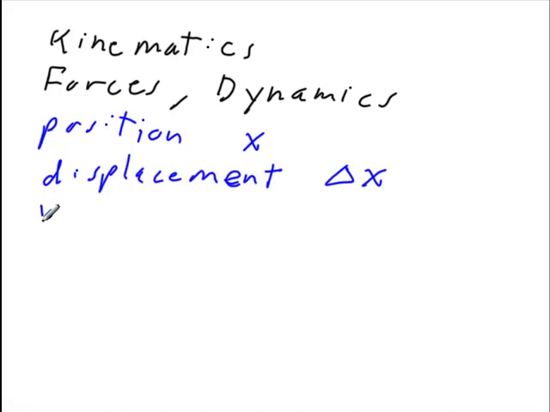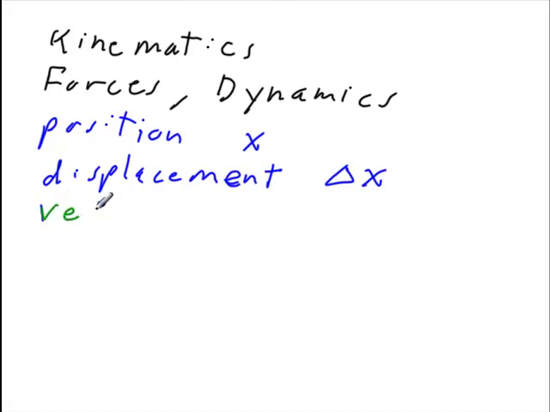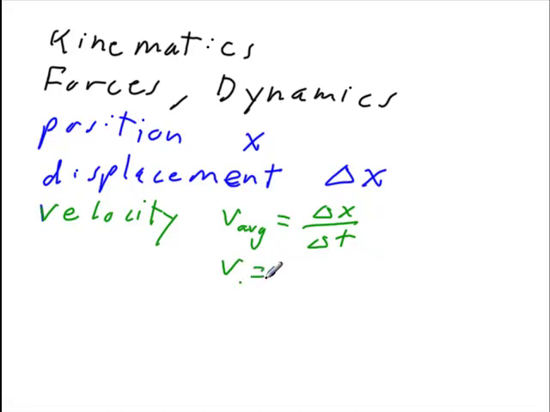We talked about the velocity. The average velocity was the rate of change of position with time, or delta x over delta t, and for the instantaneous velocity, we simply took the limit as delta t became small so that this became a derivative.